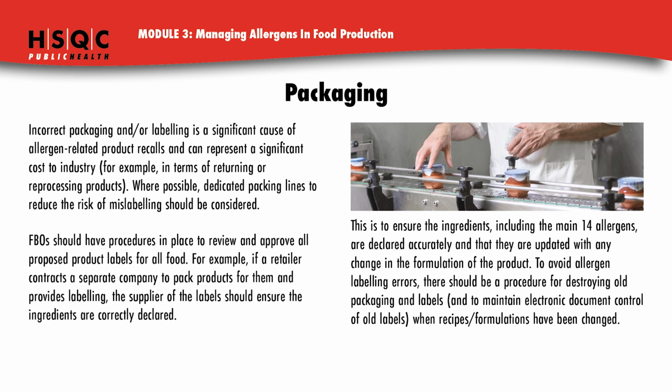For example, if a retailer contracts a separate company to pack products for them and provides labeling, the supplier of the labels should ensure the ingredients are correctly declared. This is to ensure the ingredients, including the main 14 allergens, are declared accurately and that they are updated with any change in the formulation of the product. To avoid allergen labeling errors, there should be a procedure for destroying old packaging and labels, and to maintain electronic document control of old labels when recipes and formulations have been changed.